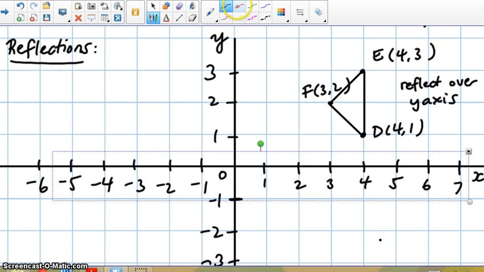Okay, so I'll go over the reflection over the y-axis of triangle DEF. So looking at point D, remember the trick with reflections is that it has to be the same distance from the line of symmetry on both sides. So if we look at D, we can see that it's 1, 2, 3, 4 spaces away from the line of symmetry, the y-axis. So it has to be 1, 2, 3, 4 spaces away on the other side. So we call that D prime, don't forget. So that's going to be at -4, 1. Do the same thing with the other points.